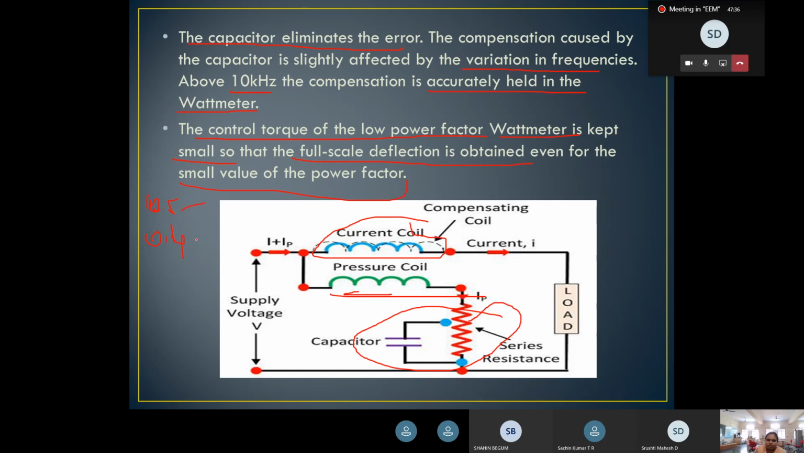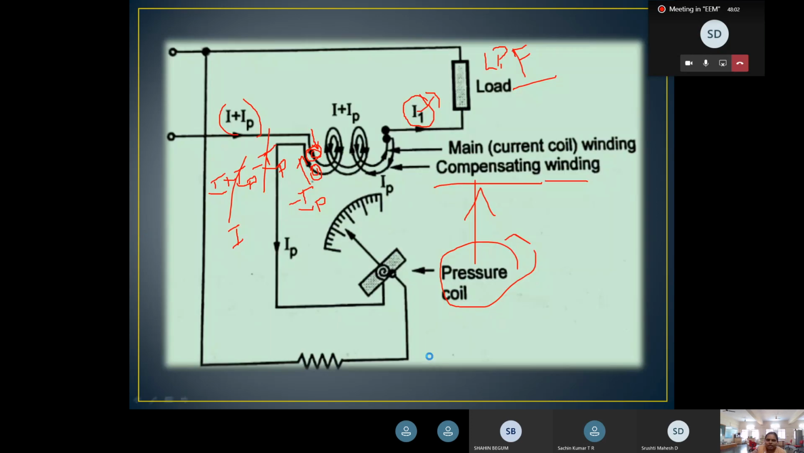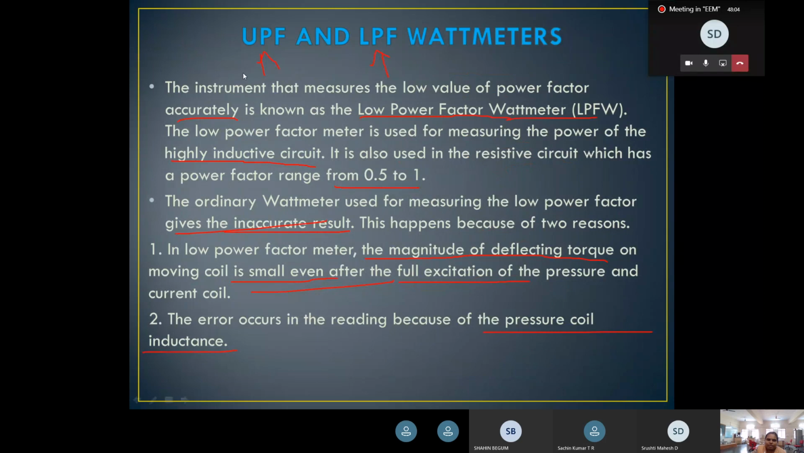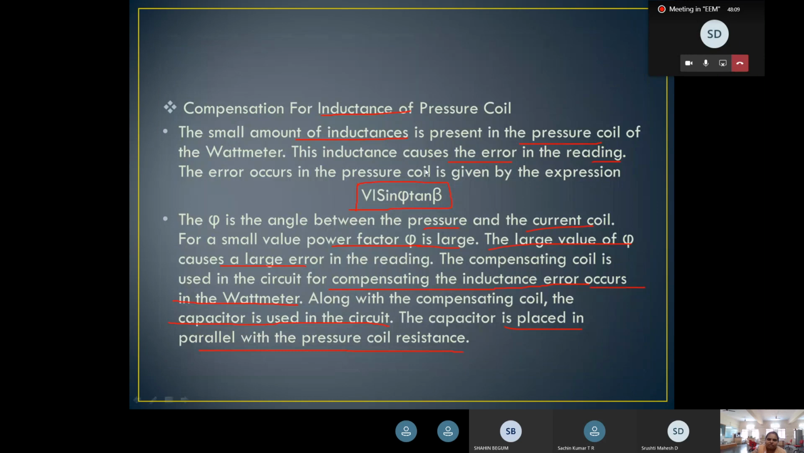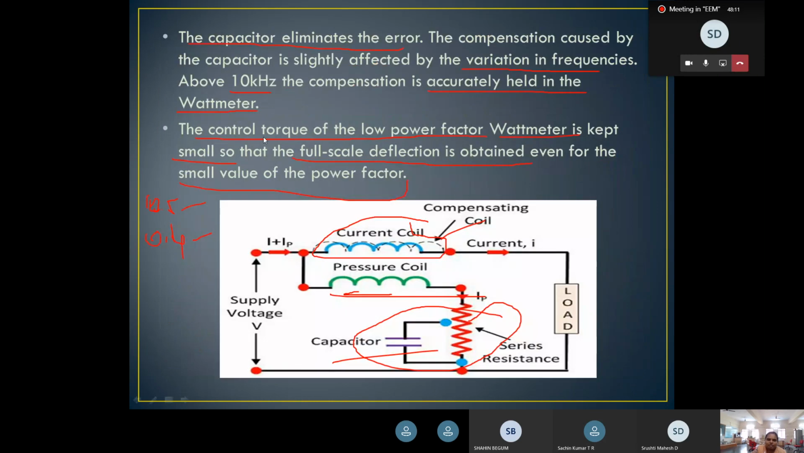If you are going for this much power factor also, the scale deflection should be in an appropriate manner and you should get an accurate result. For that reason, we are going to make two changes in the wattmeter. One is the compensating coil, another is adding the capacitor to the resistor in parallel connection. This is about your LPF and UPF. In general, you have to write what all things we are going to do for measuring the LPF. This is very important for an 8 marks question.